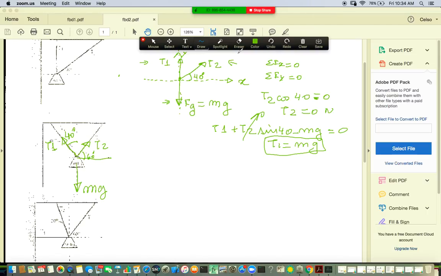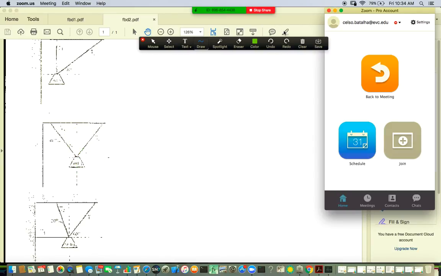I'm afraid of erasing and then clearing all drawing. Okay, let me go to annotate again. Oh, cool. So let me do that again. So I have mg. You said 60 degrees here, right? Yes, 60 degrees. This is T2, this is T1, and I think you said 40 degrees in there.